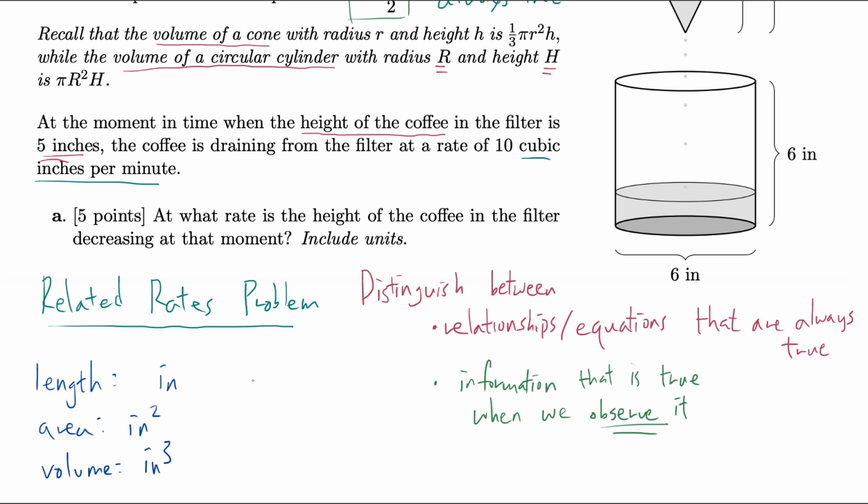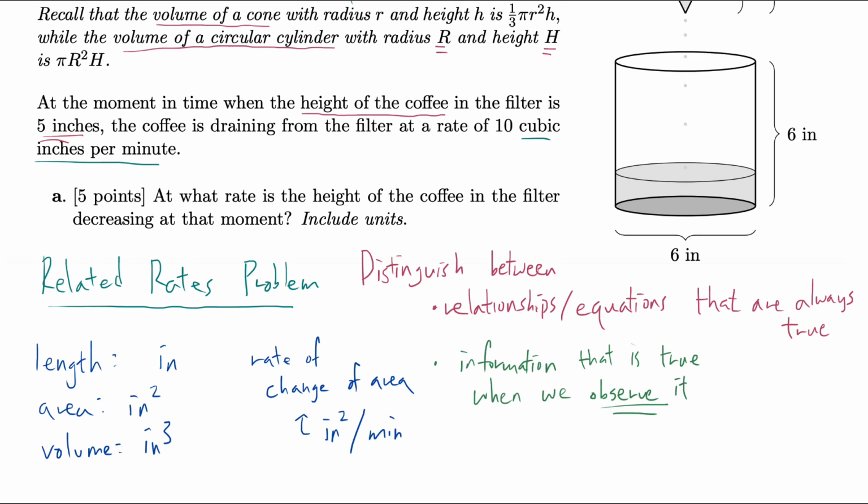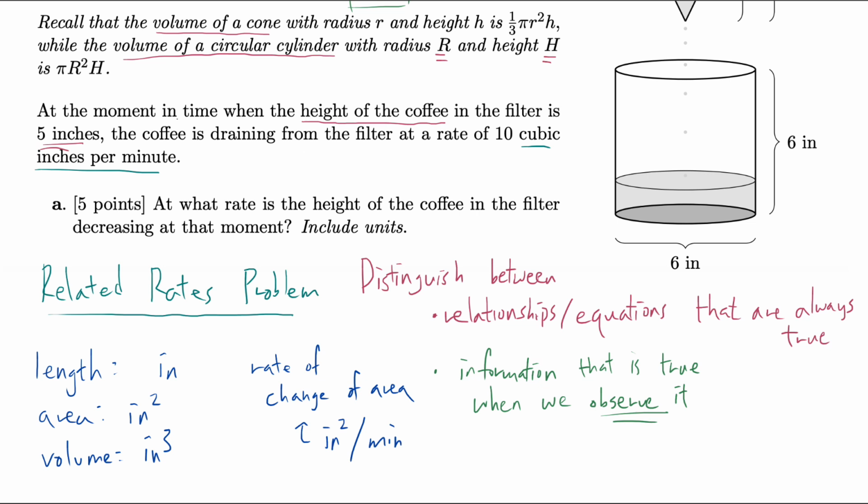So if I'm looking at the rate of change of area, what would be the unit of this? Well, the unit would be inches squared per some time, and here time is minute. So this is the unit you want. In this particular problem, the coffee is draining from the filter at some rate. So this will be the rate of change of volume, the amount of coffee, per time. So the correct unit should be something like cubic inches per minute, which checks out. I just want to make sure the units are not confusing to you. Make sure you at least understand why a unit like this is sensible.